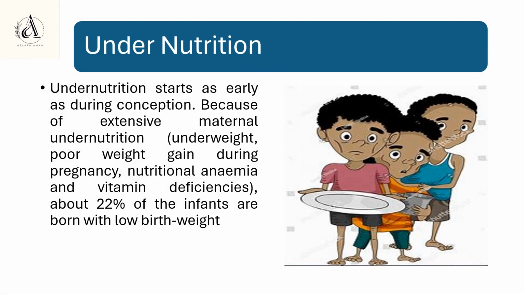Undernutrition. Undernutrition starts as early as during conception, because of extensive maternal undernutrition, that is, the woman may be underweight, have poor weight gain during pregnancy, or have nutritional anemia and vitamin deficiencies. If these problems are there in the mother, then about 22% of the infants are born with low birth weight.